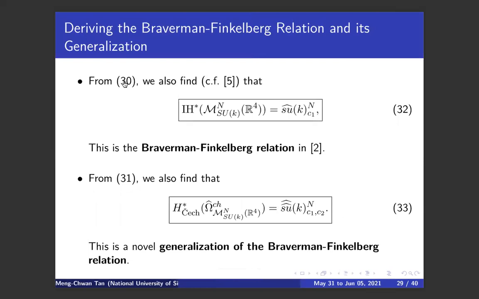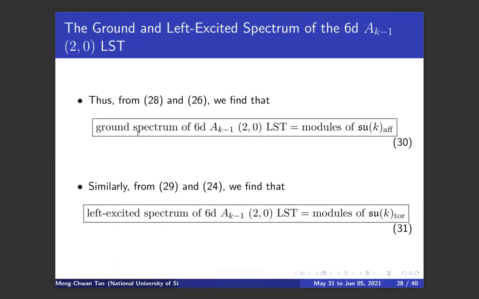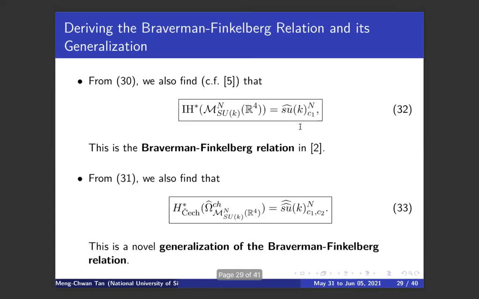Then very nicely, we can easily get this Braverman-Finkelberg relation in reference 2. From 30, looking at the ground spectrum, as we saw, it is given by cohomology classes on the space of instantons on R4, and then we will have this. So this is Braverman-Finkelberg. Up to this point, at least for us, it serves as a mathematical verification of the physical approach that we have taken so far, and of course of the usage of Atiyah's theorem in our approach to studying the physical model. So this is very nice. We were very happy when we got this.